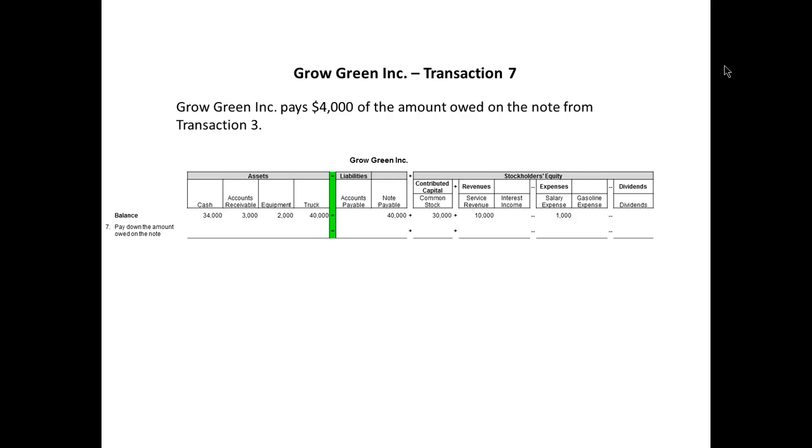Cash is going out, so the $4,000 is a negative number in the cash column. And which way is the note payable going? Is the amount that Grow Green owes immediately after this transaction more or less than it was before the transaction? It's less. Grow Green now owes less, so the note payable decreased. We'll enter the $4,000 as a negative amount in the note payable column. The new cash balance is $30,000. The new note payable balance is $36,000, and the other balances are unchanged.